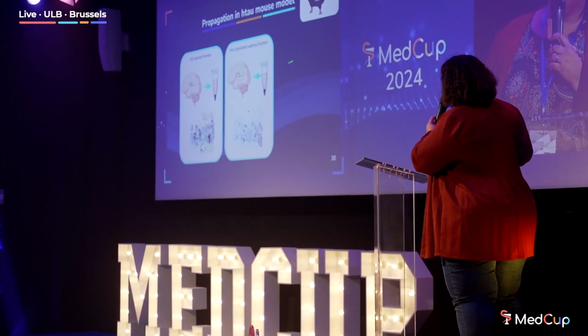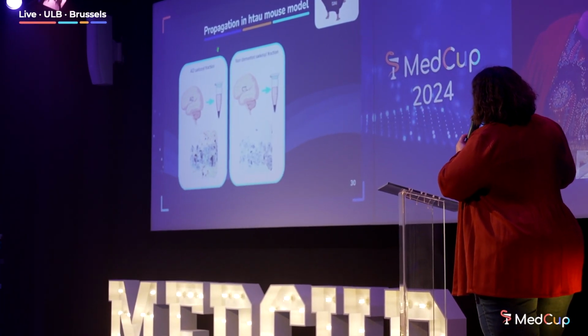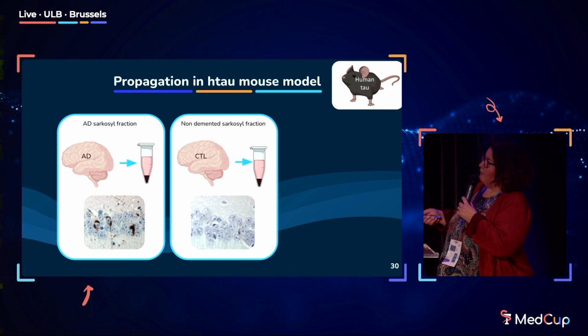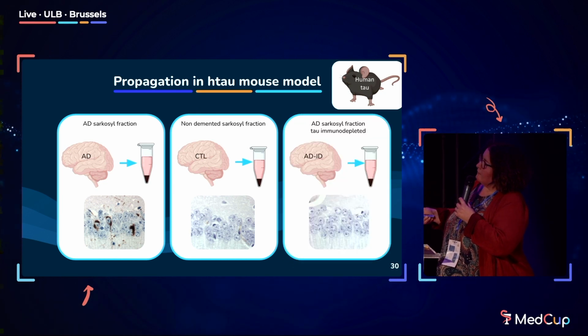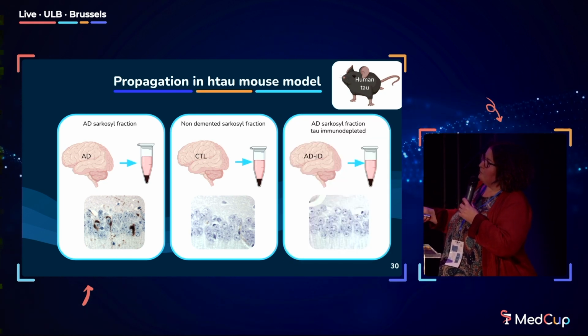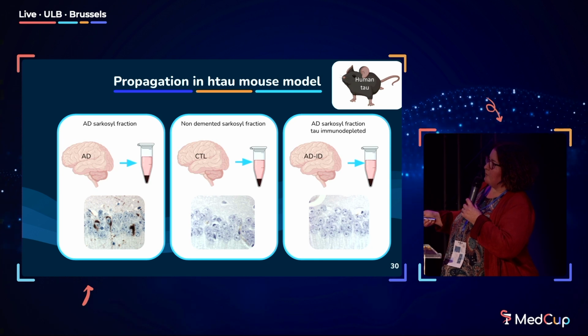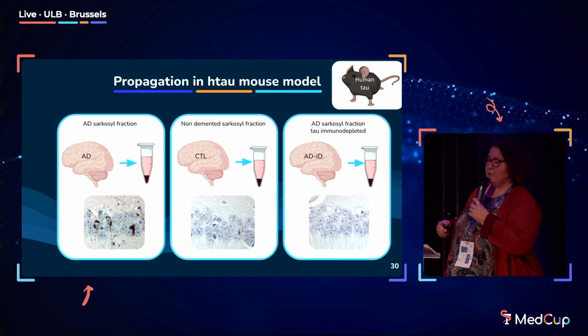Next, when we inject sarcosyl fraction from a non-demented patient, we do not observe anything. There is no pathology that is induced in this model. And next, again, if we remove pathological tau from the sarcosyl fraction, we do not observe any pathology in the brain.